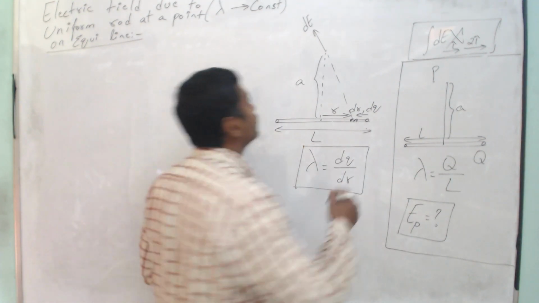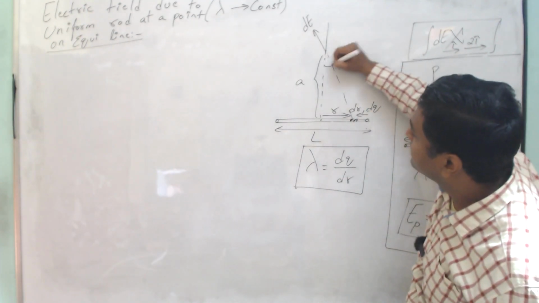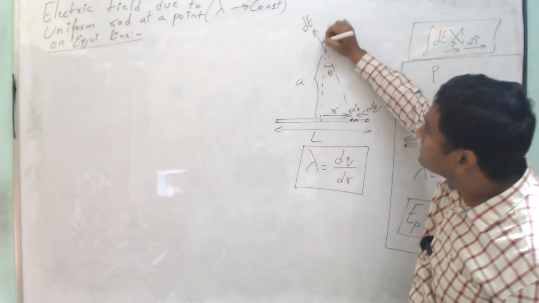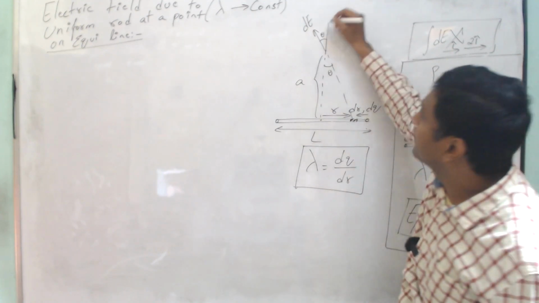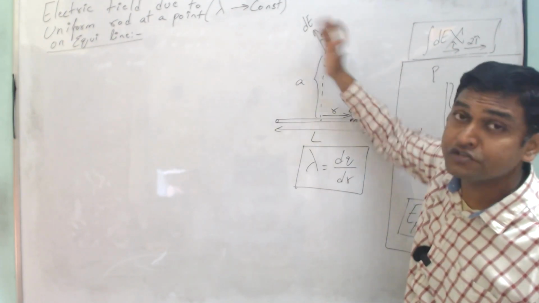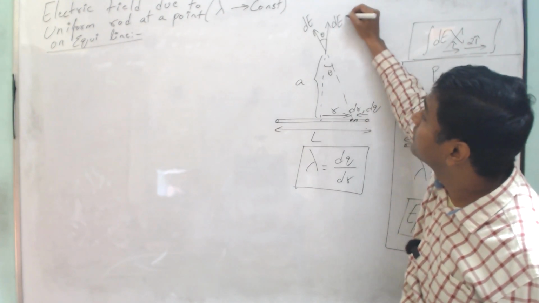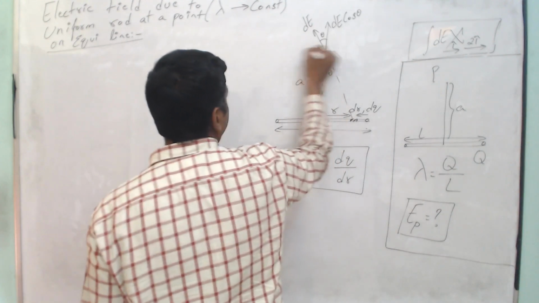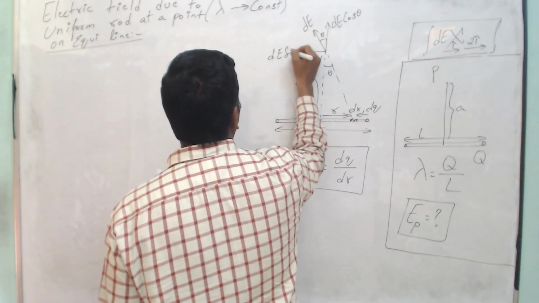So what I will do is, I will define a little bit of geometry. Let this angle be theta. Yes, sir. That means this angle is also theta. Yes, sir. Now I can take components of these vectors. So this component will be what? dE cos theta. And this component will be dE sin theta. Is this clear? Yes, sir.